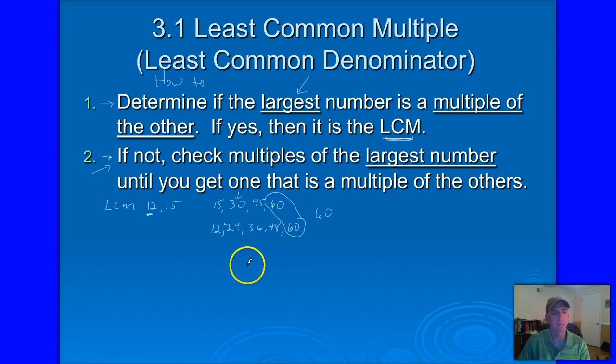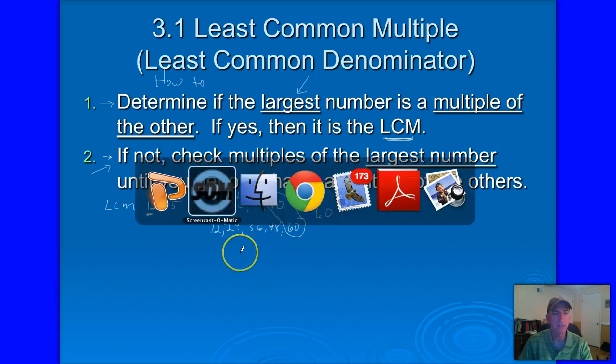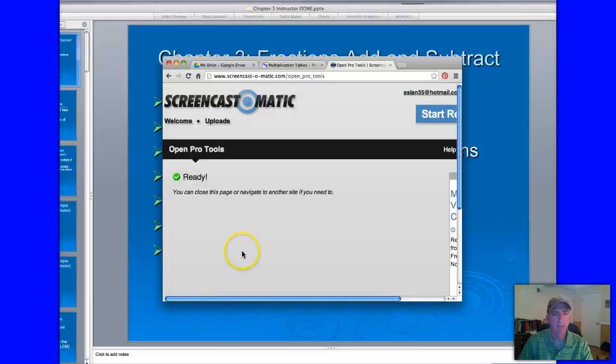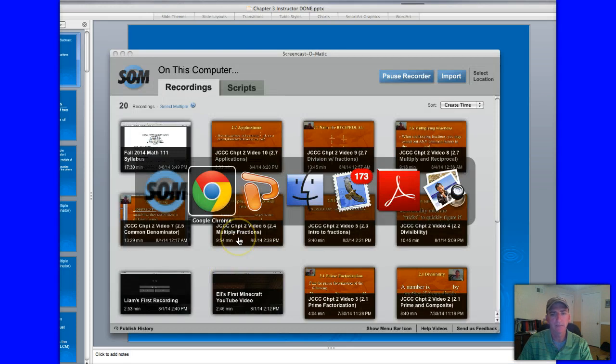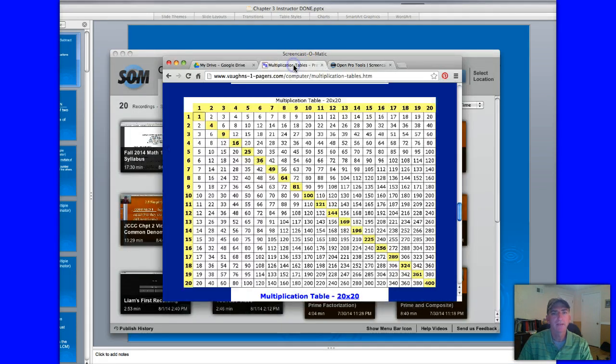Okay. I'm going to get out of my PowerPoint here for a minute and show you something I found. That's not it. That's not it either. I want this. This is a times table, like the one I gave you in class. Notice here the 12. See these numbers? 12, 24, 36, 48, 60. Here's 15. 15, 30, 45, 60, and there you have it.